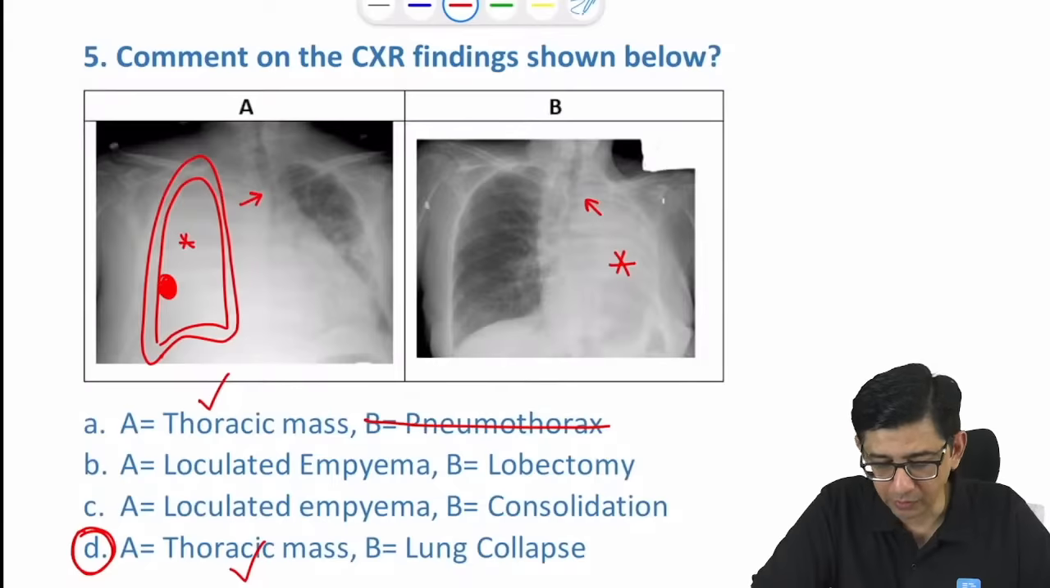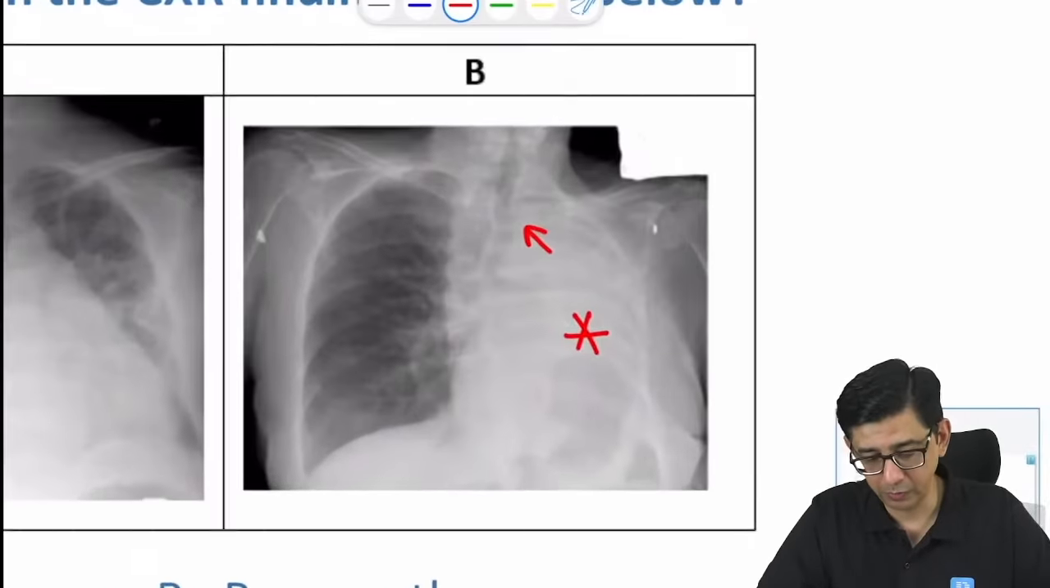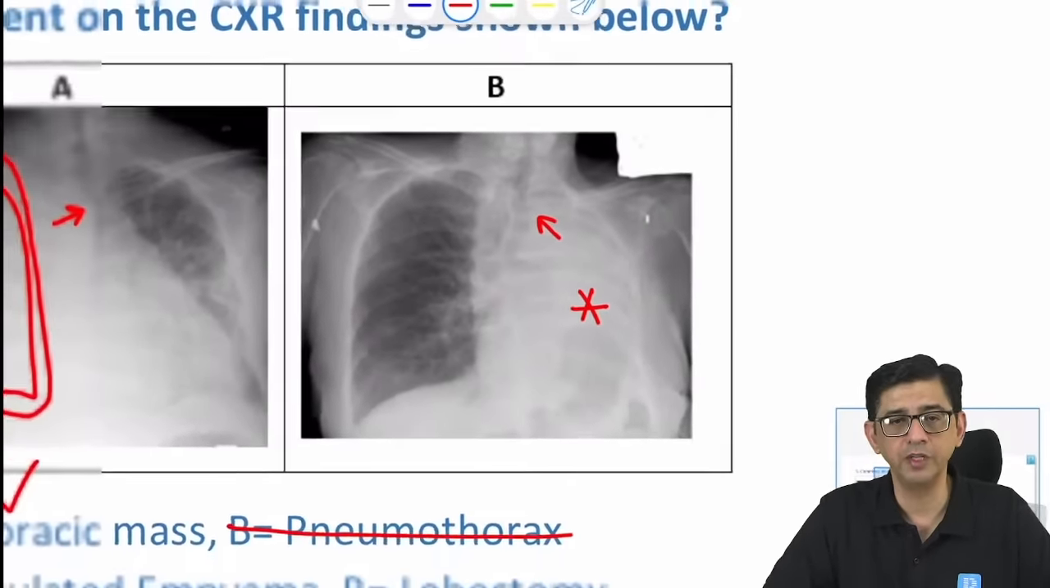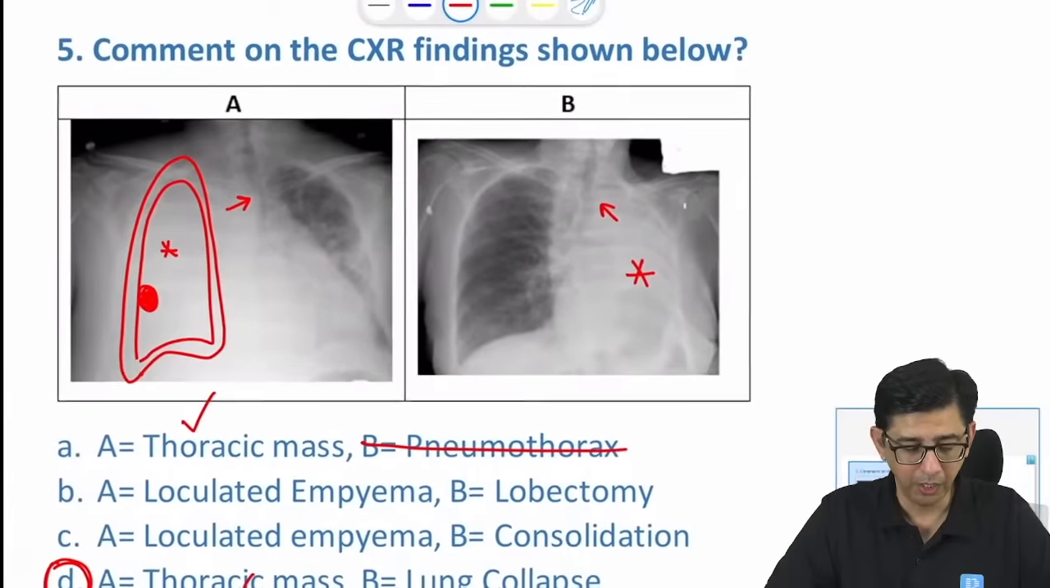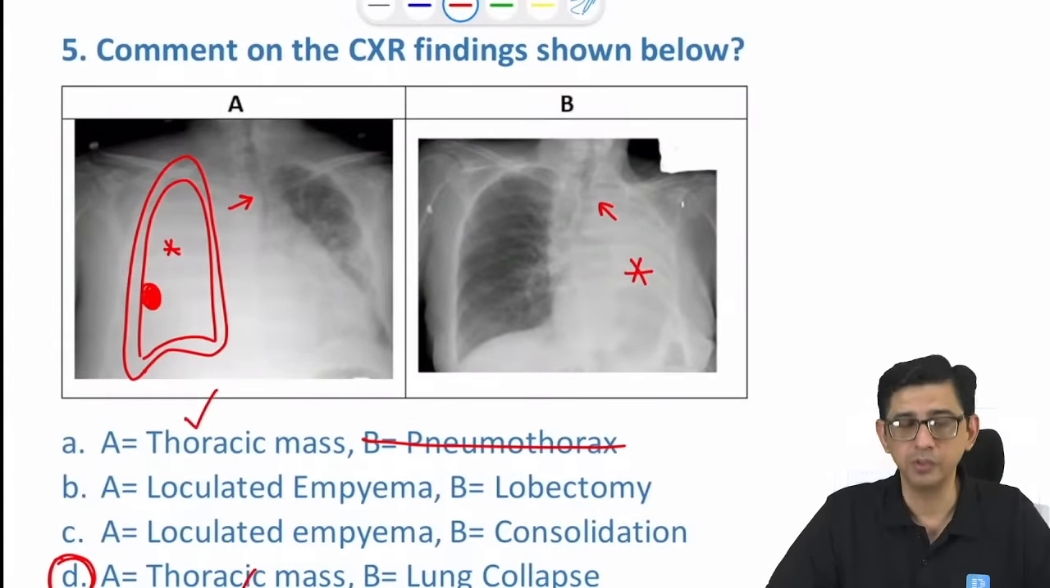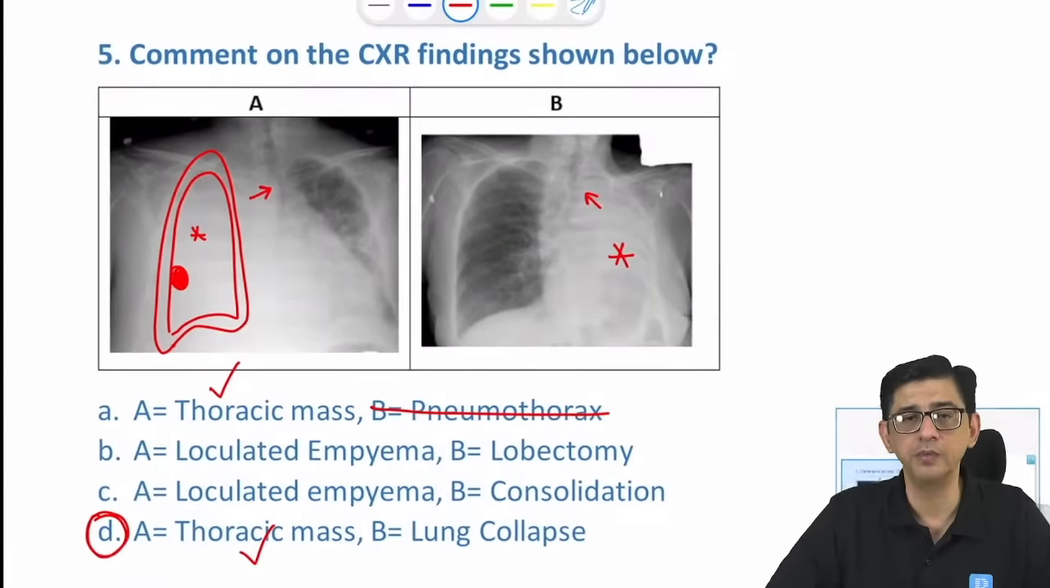On the collapse component, doctor, the trachea is coming to the same side, no? The tracheal shift is coming to the same side. That probably explains that there could be a foreign body present in the main bronchus, which could be explaining the development of lung collapse in this patient.